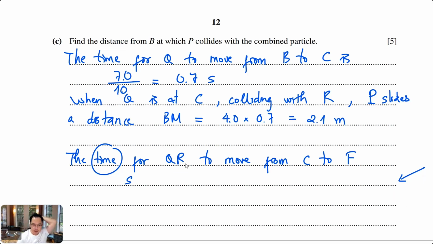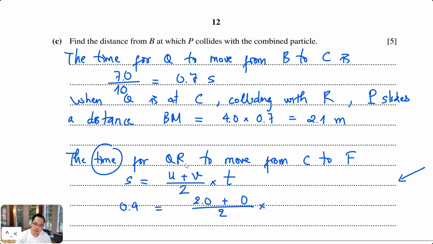which is the distance s that it moves equals the initial speed plus the final speed divided by 2, multiplied with the time. Okay, this half of u plus v is the average speed. The distance CF is 0.4 meter. U is 2, which we calculated in part B, and v, the final velocity, is 0. Divide by 2 and then multiply with the time. So we can find this time. So here 0.4 equals 2 over 2 times t, so the time is 0.4 second.